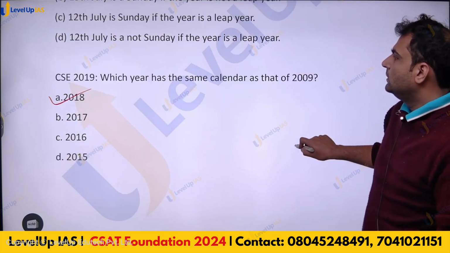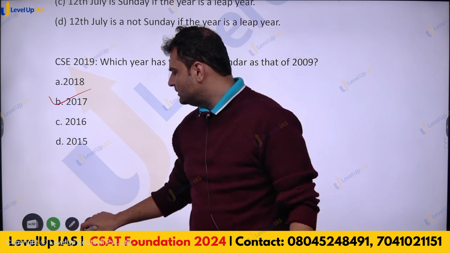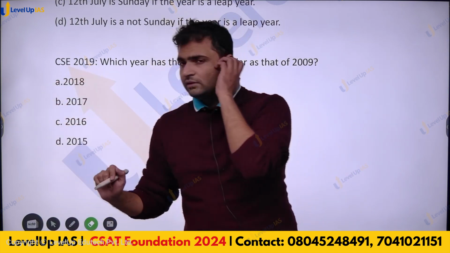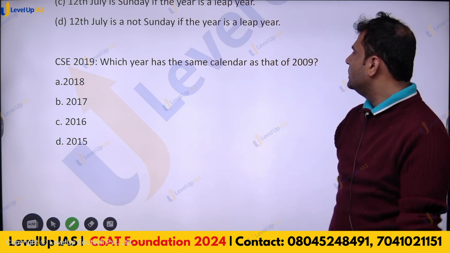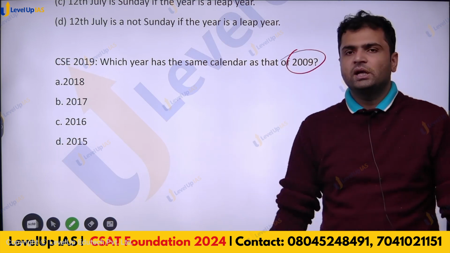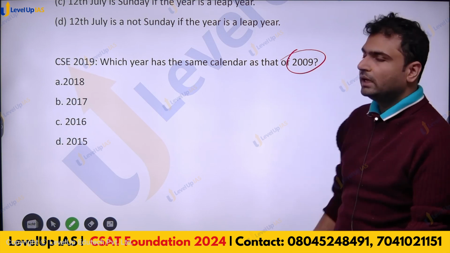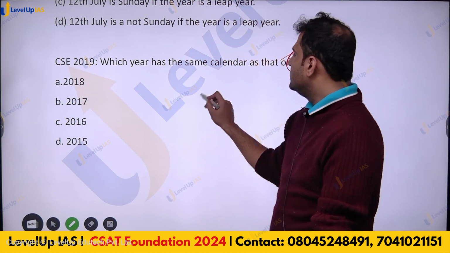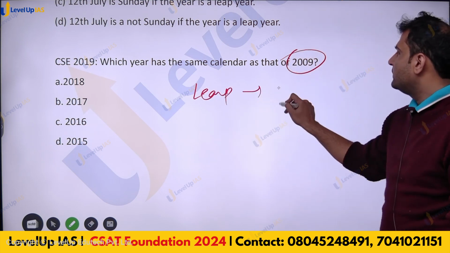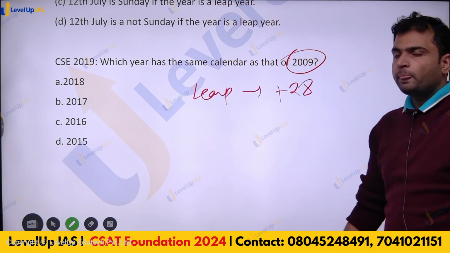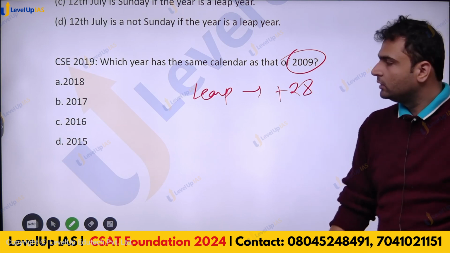Now again, this is a very standard question. There are a few rules for this. I mean, this is a bit of mugging up that you have to do. Which year has the same calendar as that of 2009? Now the rules are: first rule is, if we have a leap year, the calendar will repeat after 28 years, provided this year has to be leap.